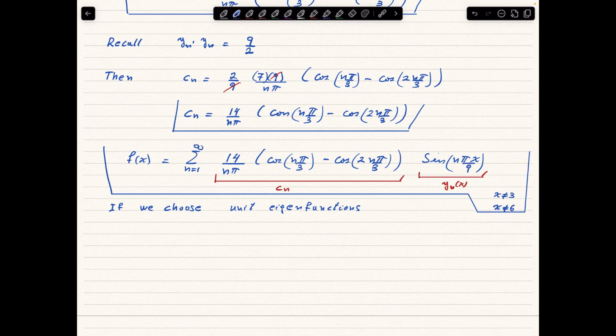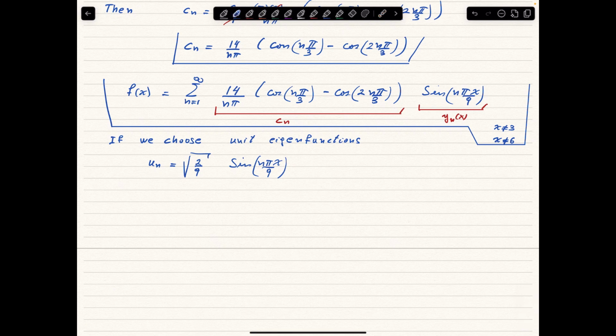Just to be clear what we are doing. And if we choose unit eigenfunctions, so now the unit eigenfunctions un is equal to the square root of 2 over 9 times sine of n pi x over 9. One would say, oh, the only thing that has changed is a factor here, square root of 2 over 9 or something like that, and that would be wrong. It's a little bit more tricky than that.